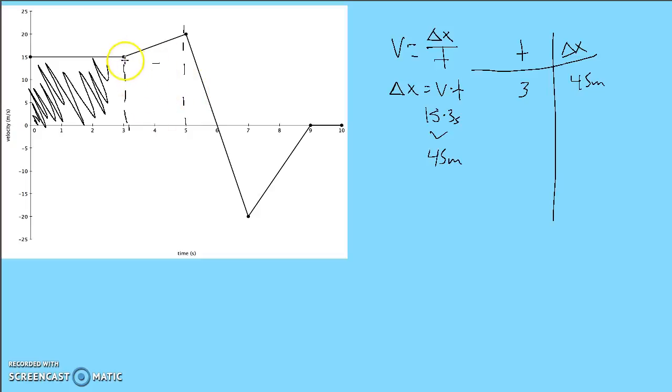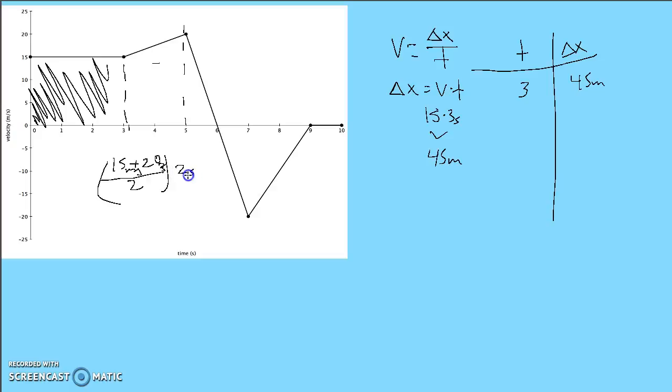When I find the area of this trapezoid, I'm going to use this and this as two of the bases. That would be 15 plus 20. Okay, we're going to divide it by 2 to get their average. That's the formula of a trapezoid. And we'll multiply this by the height of 2. So the 2's will cancel out. And we're going to get, these, by the way, are meters per second.